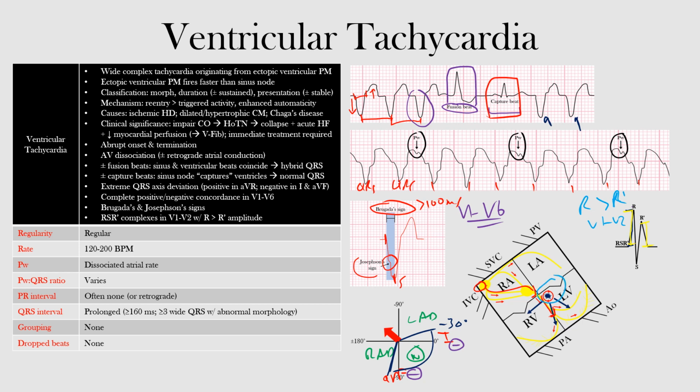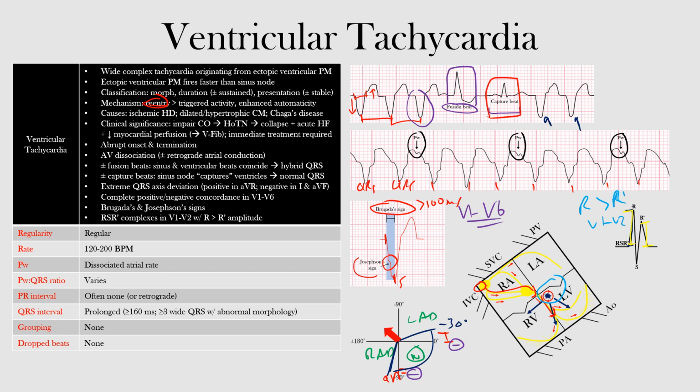We said that this ectopic ventricular pacemaker is firing faster than our normal sinus node or some supraventricular source. We said we can classify it based on morphology, duration, is it sustained or not, and the presentation, is the patient stable or not, okay? Mechanism-wise, we said that reentry is the most common, and we also mentioned triggered activity and enhanced automaticity as proposed mechanisms. Some causes: ischemic heart disease, dilated or hypertrophic cardiomyopathy, and Chagas disease. There's many others, but that's a basic list for you.